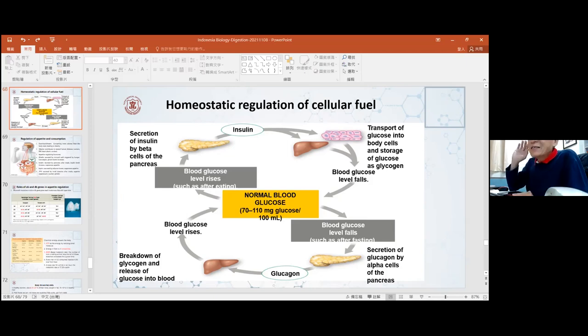I think it depends on the different animals. Some animals can eat the bone, like the dog, right? I'm not sure. So the bone and the meat, how to separate them in the carnivores?